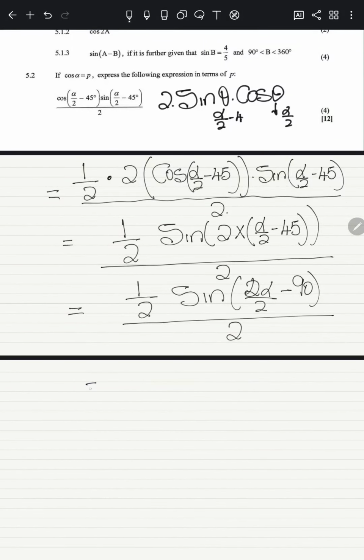Then with that being said, we're going to have 1 over 2 again, which is the same as sine, open bracket, the alpha, the 2 and the 2 will cancel. We're going to have this minus 90. Then I'm going to do the reciprocal so that I get rid of that 2, so it's going to be multiplied by 1 over 2. Therefore at the end of the day I have 1 over 4, simply because half multiplied by half is the same as 1 over 4.